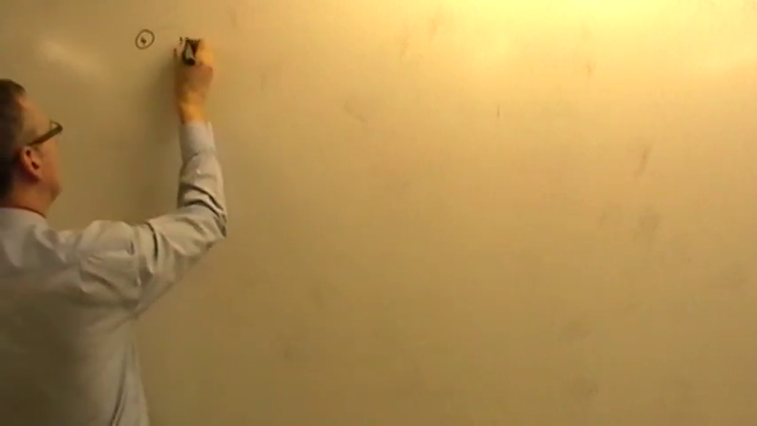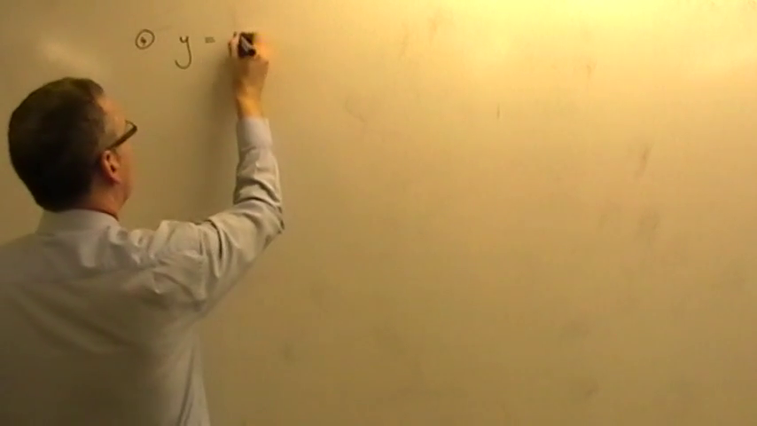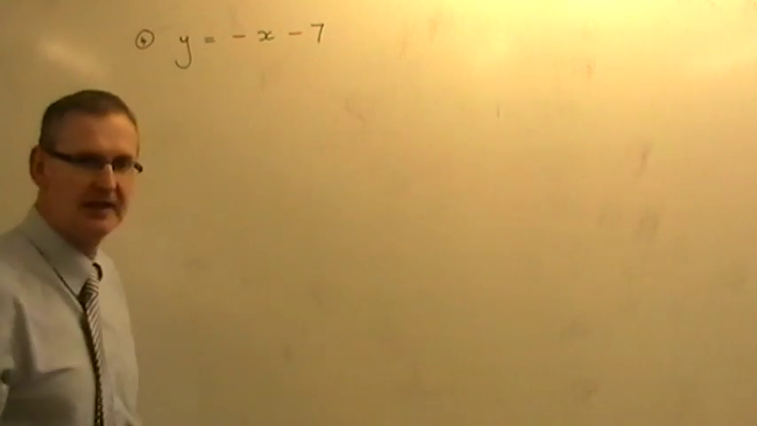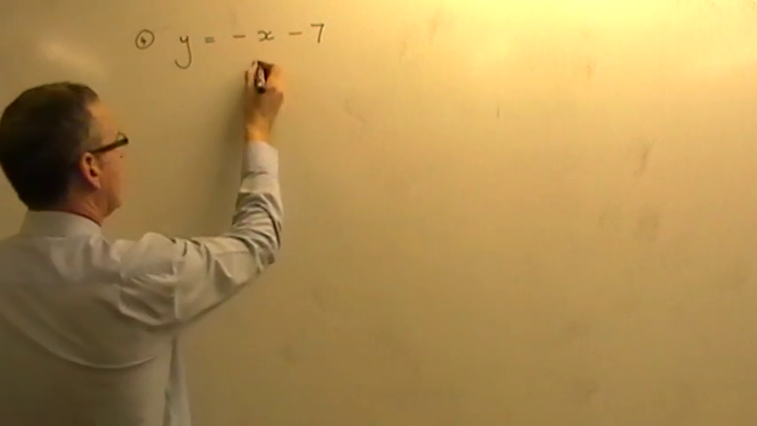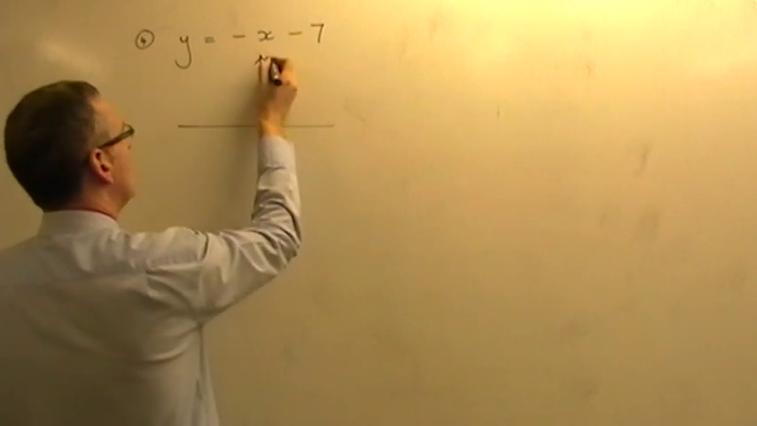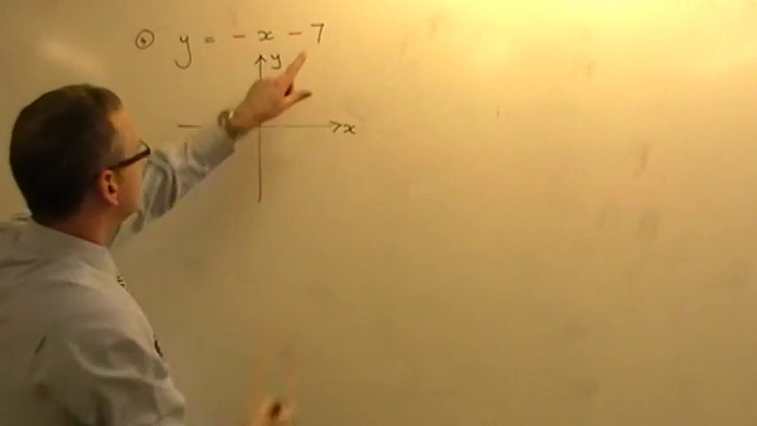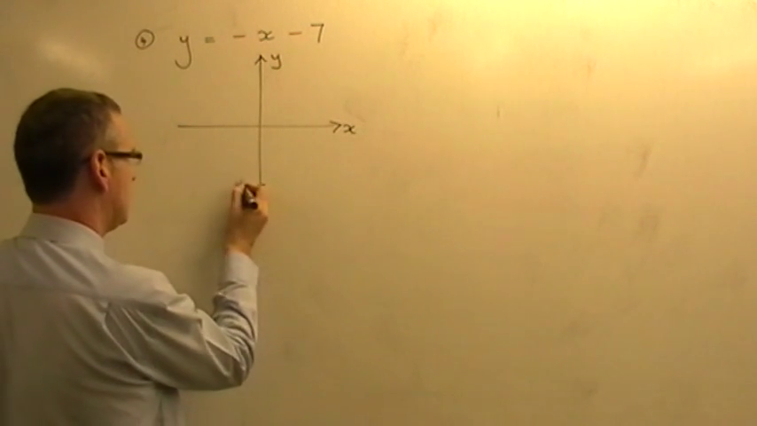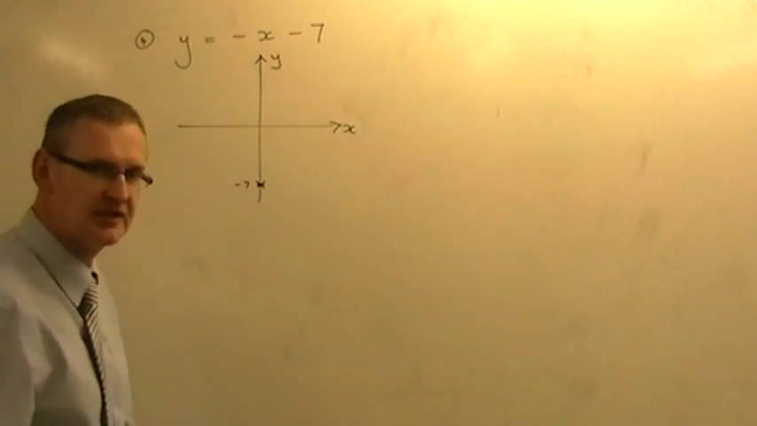Number 4, here we go, let's have a look. Y equals minus x minus 7, something like that. I've got to draw a sketch of that. So set up the cross wire, y and x. It crosses at minus 7 on the y-axis because of that. So anywhere down here, just indicate minus 7. It crosses there, like so.